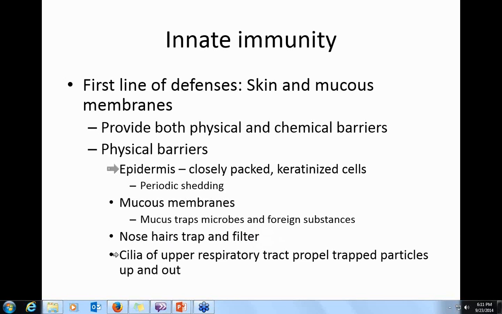And cilia is found in the upper respiratory tract. For you histologists out there, if you remember pseudostratified columnar epithelium, some of those were ciliated. And again, the cilia moves particles along its cell surface out of the respiratory tract.